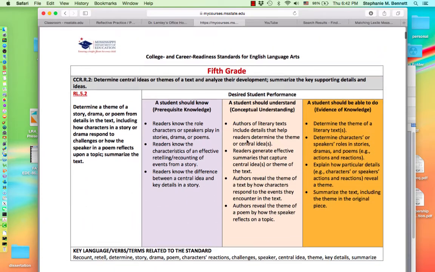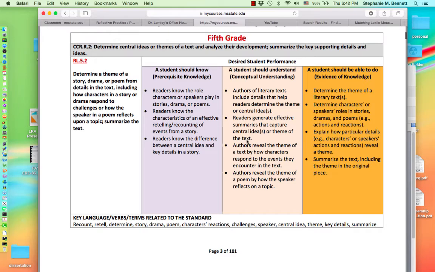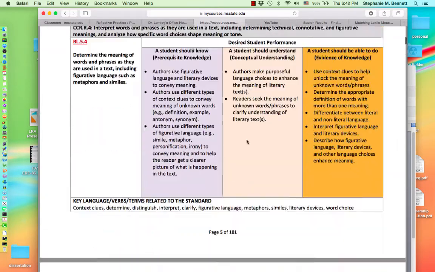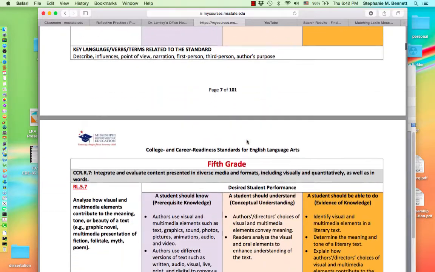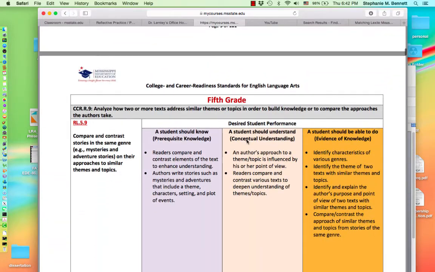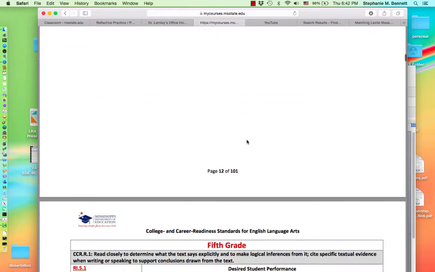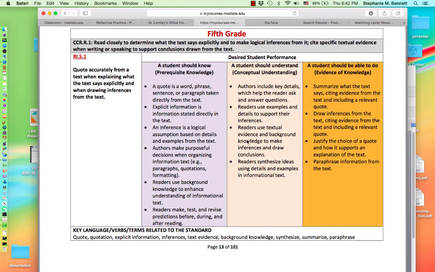In the document, the first anchor standards that you have are the literature standards, the RL standards. Because we are looking at informational text in this class, I'm going to bypass the literature standards, and I'm going to look at the reading for informational text standards. So CCR.R.1: read closely to determine what the text says explicitly and to make logical inferences from it; cite specific textual evidence when writing or speaking to support conclusions drawn from the text, is the anchor standard for reading. It's anchor standard number 1 for the Common Core state standards or the Mississippi College and Career Readiness standards.